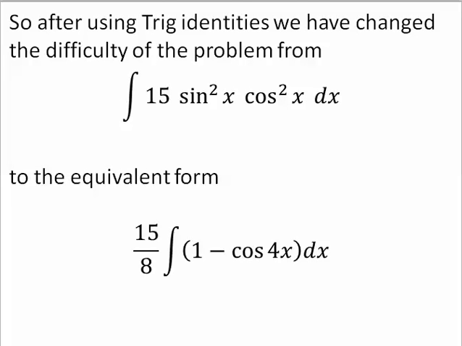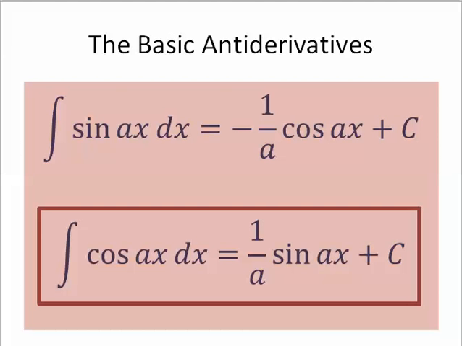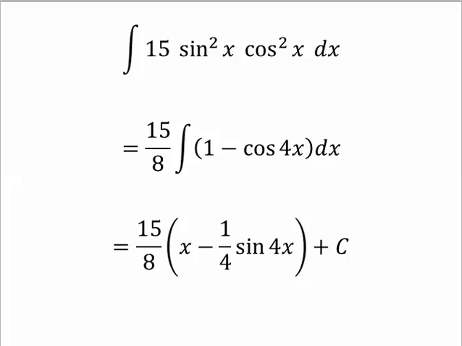So after using trig identities and a good amount of algebraic work, we have changed the difficulty of the problem from this integral to an equivalent form that is fairly straightforward to integrate. We're using the basic antiderivative of cosine ax. So the antiderivative of cosine 4x is 1/4 sine 4x. And I'm done with the problem.